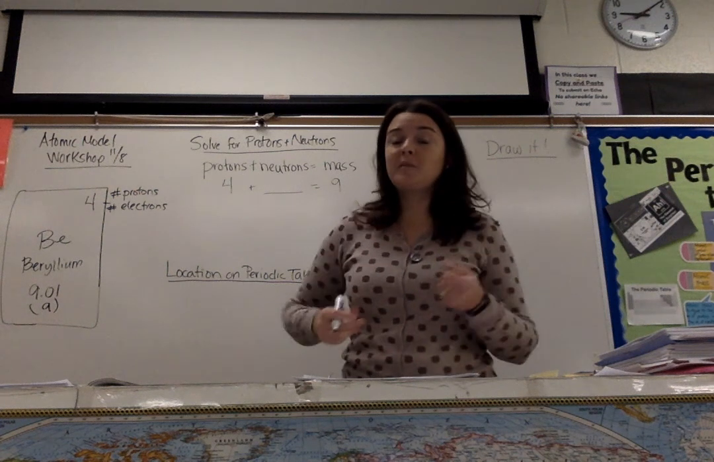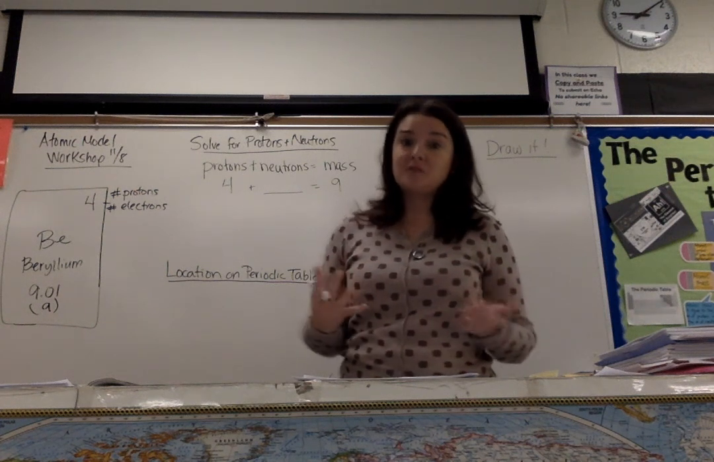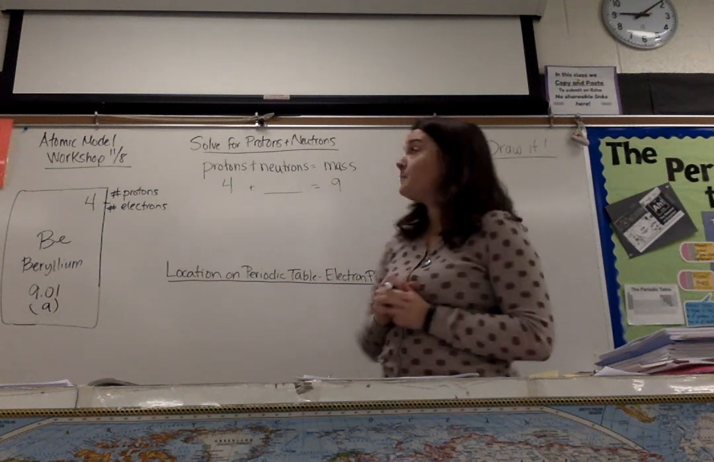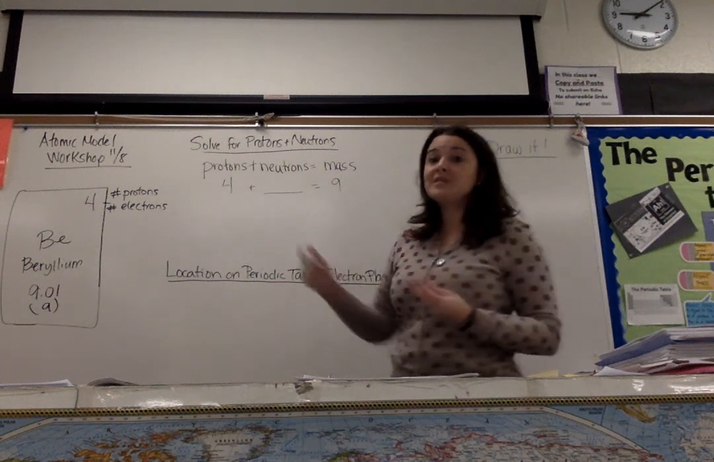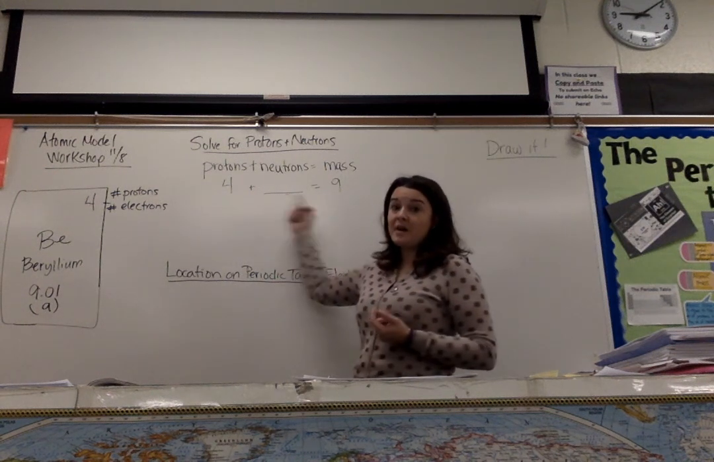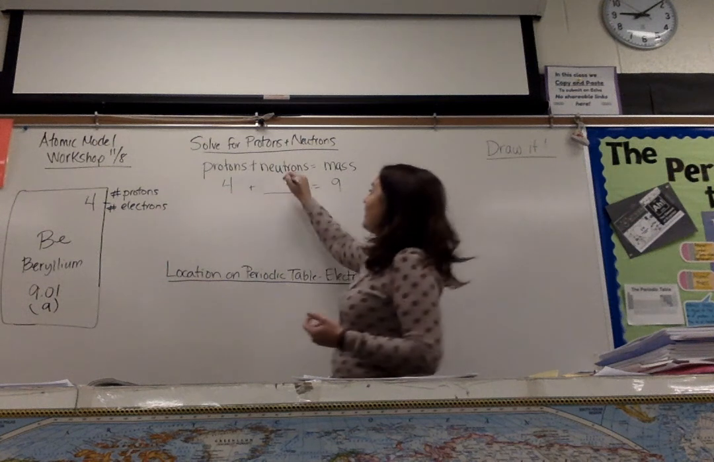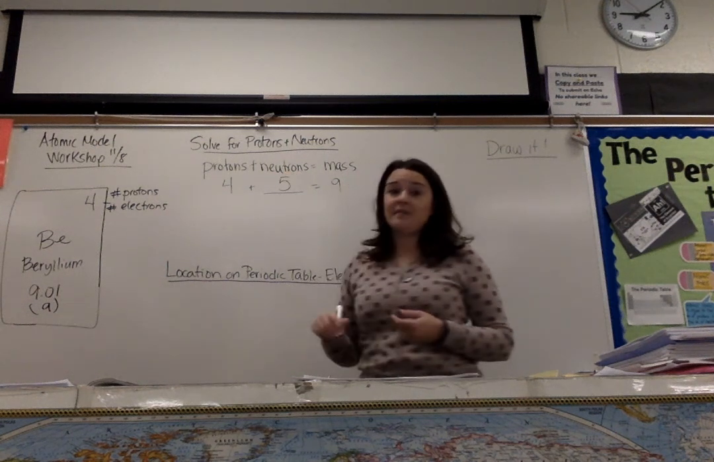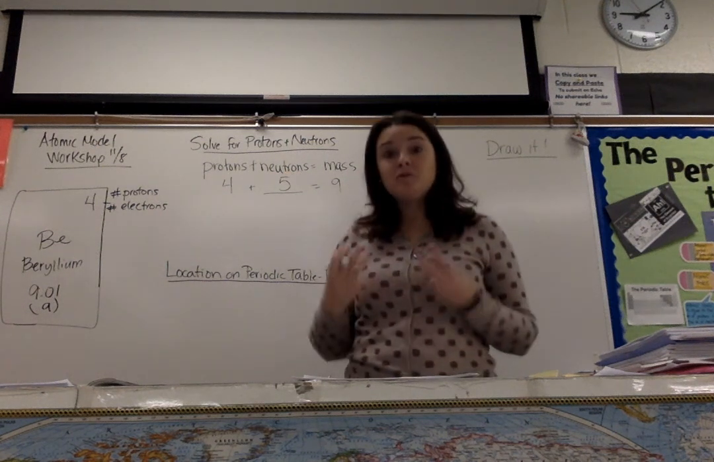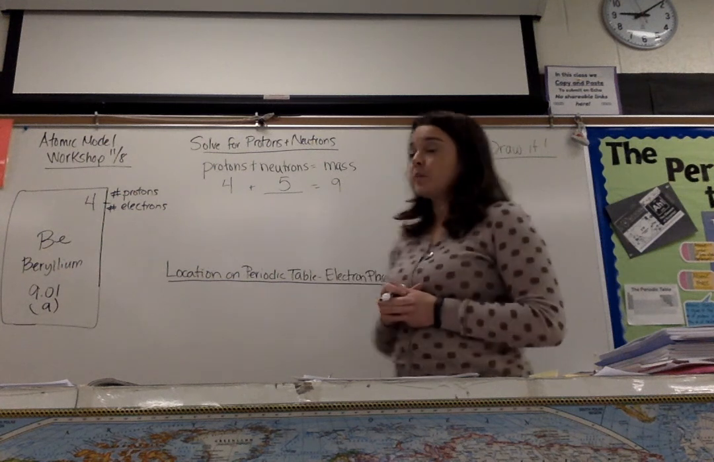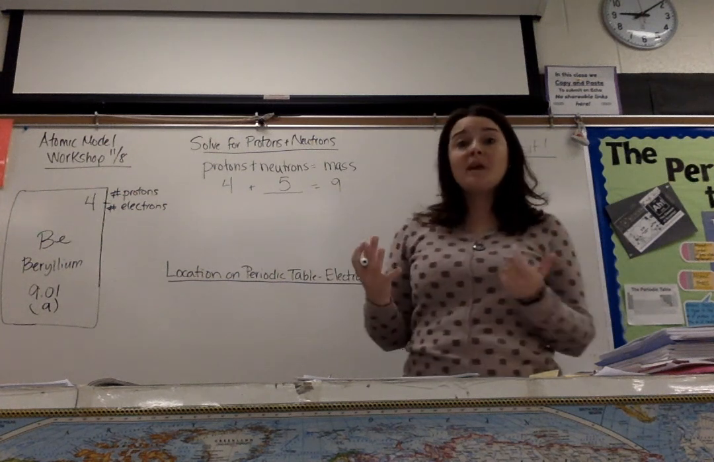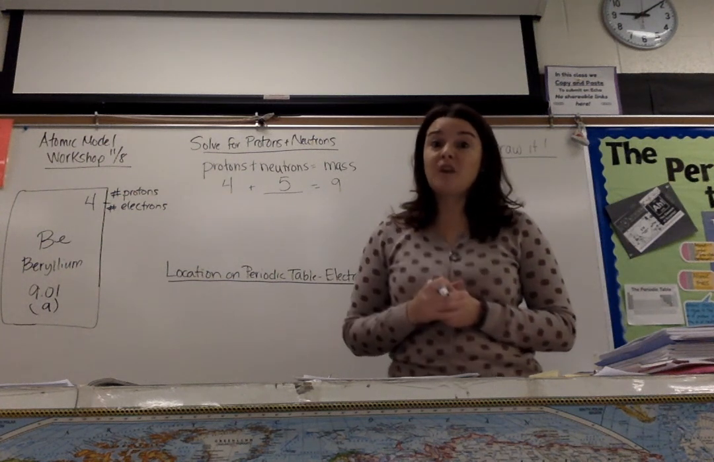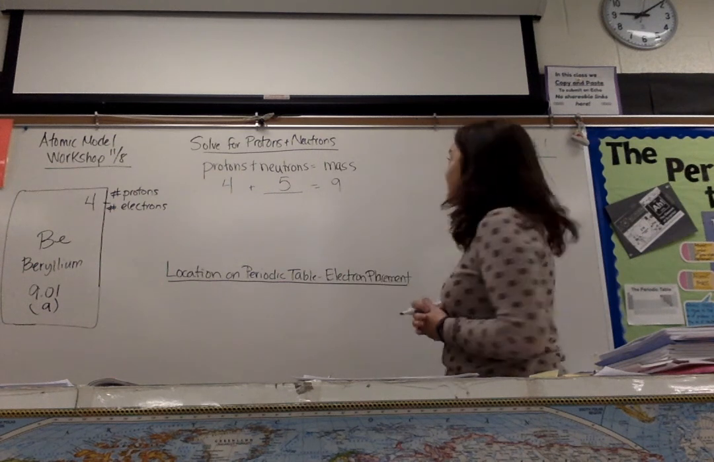Remember to round up here because we're not going to have fractions or decimals when drawing atoms. So the equation is 4 plus what equals 9? The answer is 5. So we know that there are 5 neutrons in an atom of beryllium. So now we have the information we need to start drawing our nucleus.